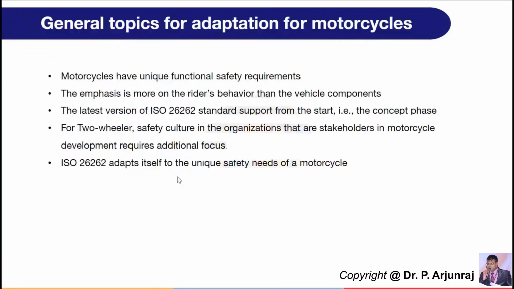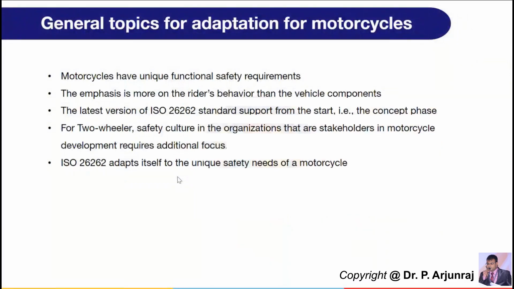Okay. This motorcycle is going to have a unique functional safety requirement. Okay, and it is also going to emphasize more on the rider behavior. The rider behavior is more important than the vehicle components. See, vehicle components for a two wheeler or four wheeler are going to be the same. Even the frame is applicable here. It's going to have the chassis, the steering system, suspension. Even if it is an electric vehicle, it is going to have the battery, and if it is going to be an engine, depending on its size, it's going to have the engine.